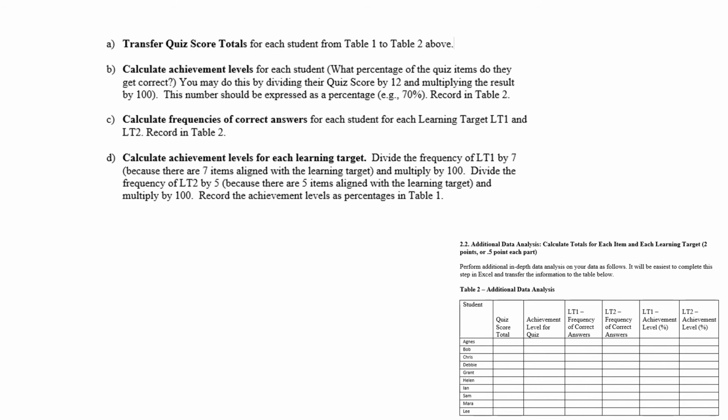So what would be their percentage score on each learning target? If these are the numbers for Agnes, then she would have done better on learning target 1 than learning target 2, obviously, because she would have scored 100% on learning target 1 and only 80% on learning target 2. The reason that you have to divide by different numbers, 7 for learning target 1 and 5 for learning target 2, is because there are 7 items aligned with learning target 1 and only 5 aligned with learning target 2.